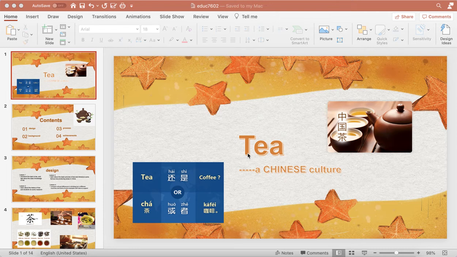I'm going to talk about tea as our theme. China has a long history of producing tea, so tea is one of the symbols of China. I think it is a good starting point for students to be exposed to Chinese culture.